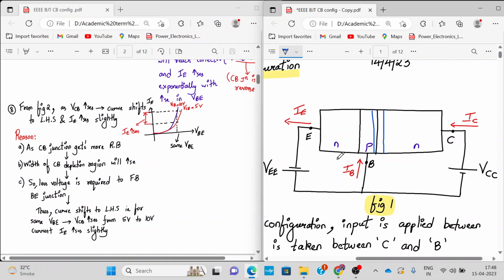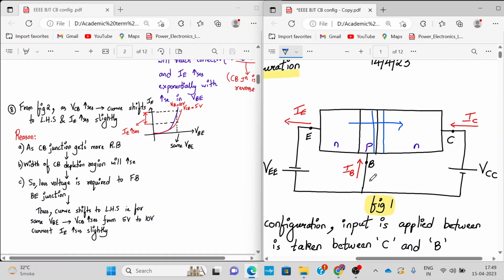Okay. So why will less voltage be required? Because the field will become more powerful. The electric field will become more powerful between the base and the collector. So whatever electrons are coming from the emitter region will be drifted towards the collector region more rapidly. So that's why, as you increase VCB, your junction becomes more reverse biased, the width becomes more, and indirectly a lesser voltage of VBE will be required to forward bias the base emitter junction.